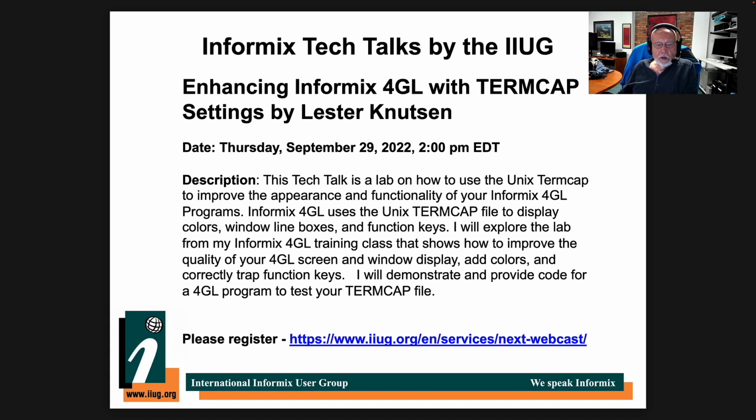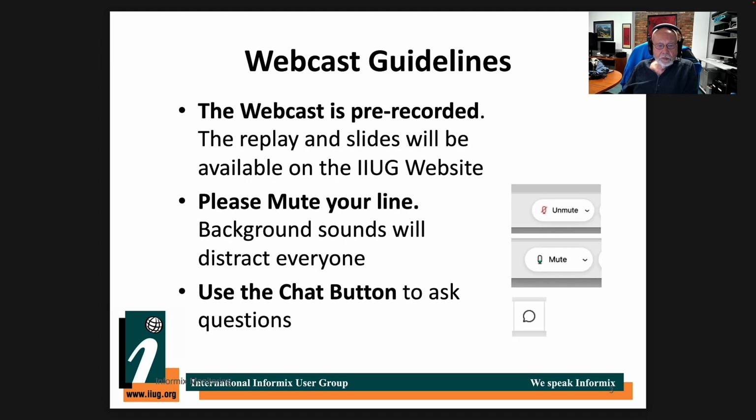So we're going to talk about Informix 4GL and how it uses the Unix Termcap file to display colors, line boxes, and function keys. Most of this is going to be a lab where I'm going to show you step by step how to do it, and you'll be able to download the example files I use from my website.